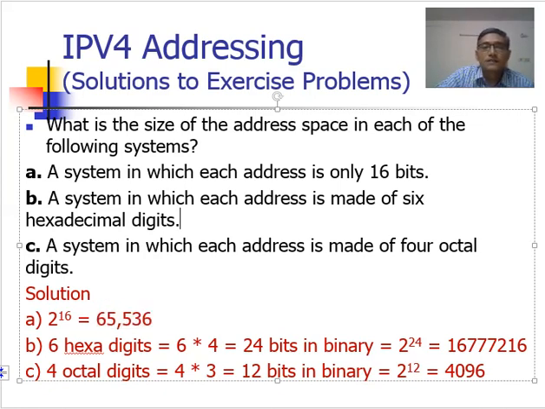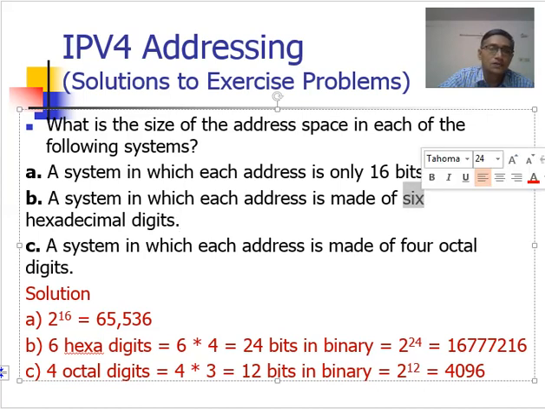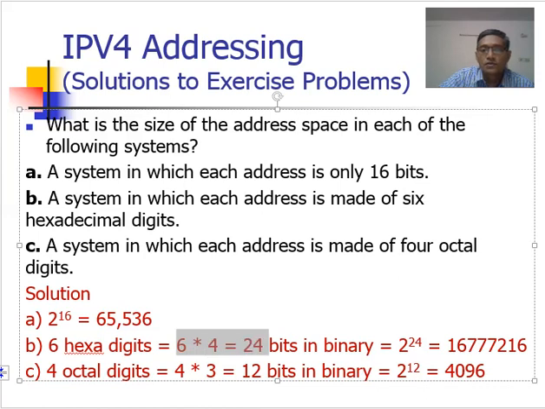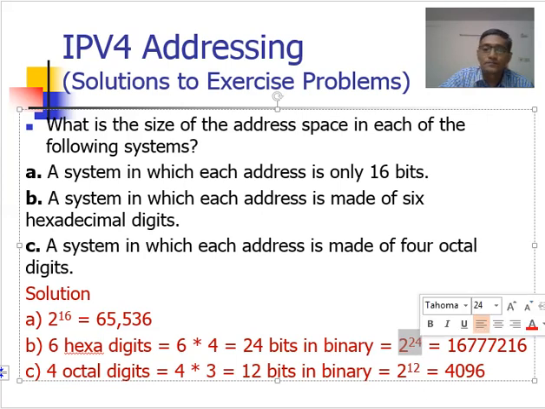Second subdivision B, a system in which each address is made of 6 hexadecimal digits. We all know that a hexadecimal digit in binary can be represented in 4 bits. So here they have given us 6 hexadecimal digits, each is 4 bits in binary. So totally how many bits? 6 into 4, 24 bits. So the total combination is 2 power 24. So this is the answer.